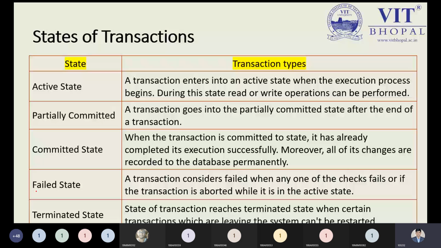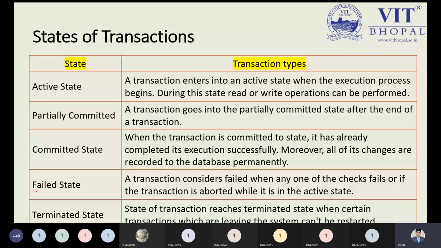When talking about the partially committed state, a transaction goes into the partially committed state after the end of the transaction. So one transaction is completed, and we can say we have the partially committed state. But what is meant by partially committed? Just like an example, I'm taking, you want to deposit 500 rupees, and in your account there are 500 rupees, a minimal amount, there's no issue, but you want to deposit.